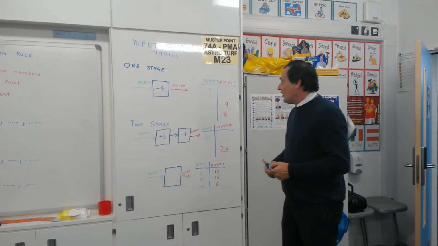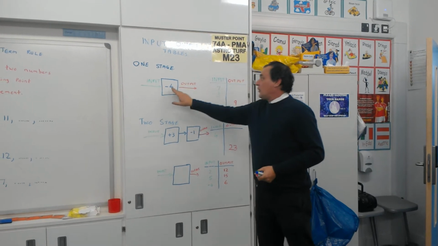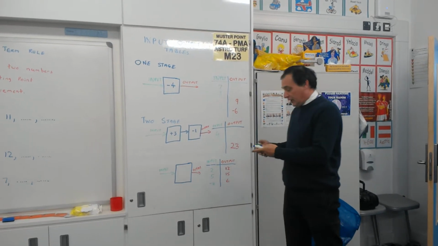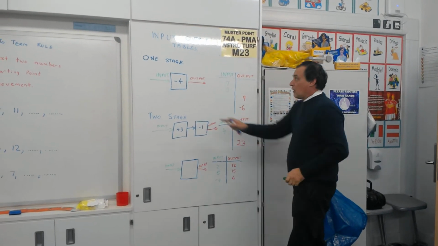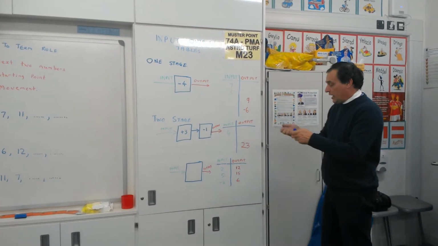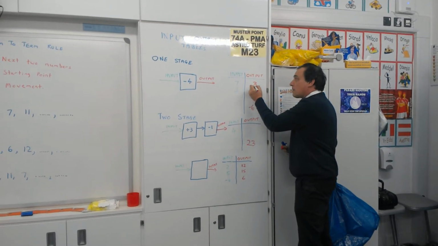Input-output tables, very exciting these. What we've got to do here, we've been given an input-output table where we've got -4 as our function. It gives us a table to fill in. So we're given a number of 7 going in. So all we do, we've got to work out what the number coming out is. So 7 take 4 is going to be 3.